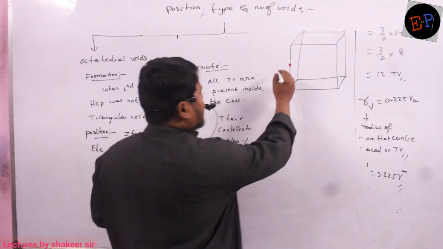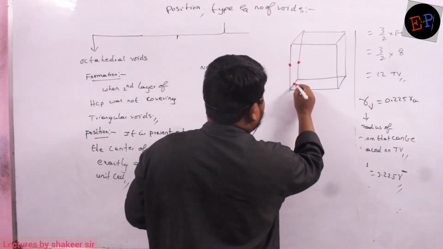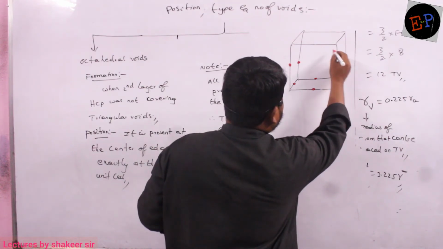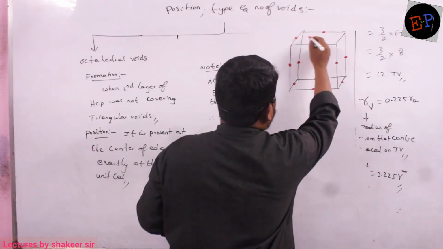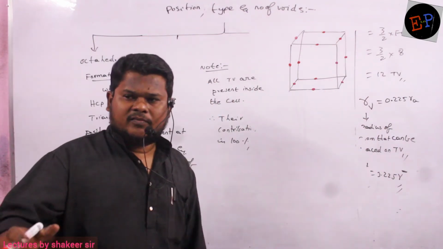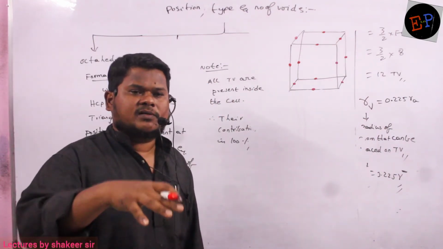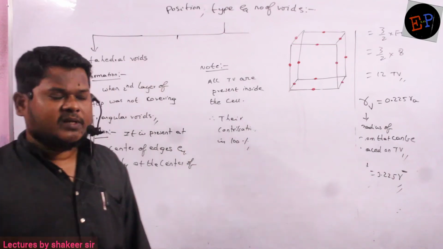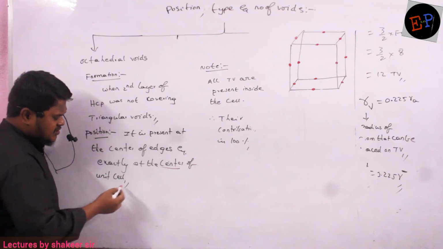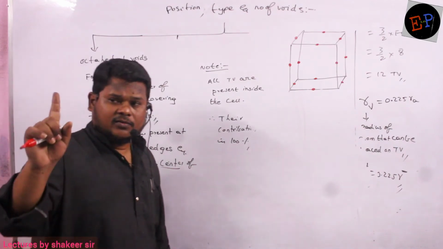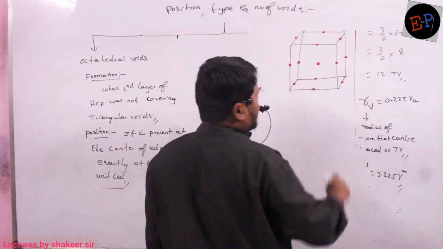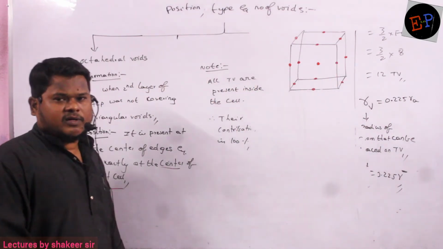Are you able to understand? 1, 2, 3, 4, 5, 6, 7, 8, 9, 10, 11, 12. 12 edges will be present. So 12 octahedral voids will be present on that particular unit cell. And one more location is there. What is that one more location? Exactly at the center of the unit cell, one octahedral void will be present.